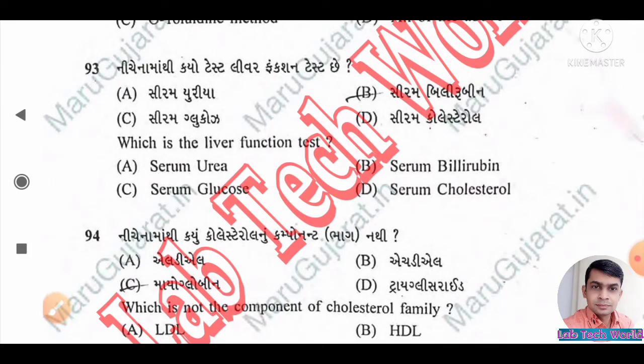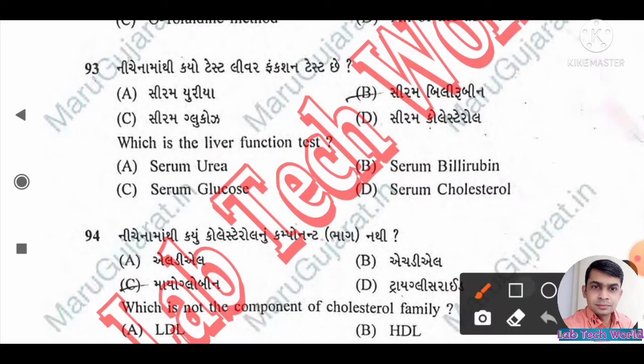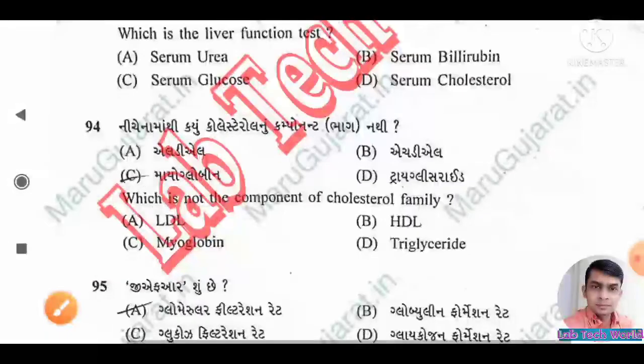Move to the next question, number 93. Which is the liver function test? Options: A serum urea, B serum bilirubin, C serum glucose, D serum cholesterol. And the correct answer for this question is B, serum bilirubin is the test that comes under liver function test. So B is the correct answer for this question.